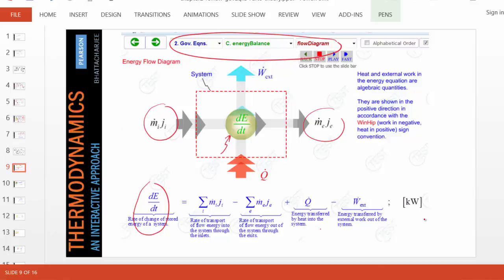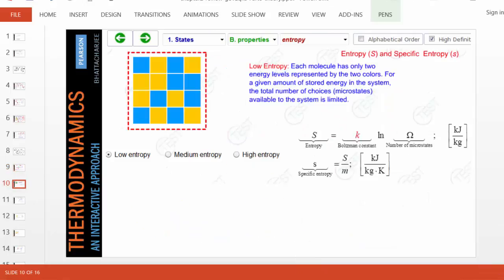So when we apply it to a specific system, the energy equation can be simplified quite a bit, and we'll be applying this equation over and over to different kinds of systems. Okay, let's get on now with the entropy equation.